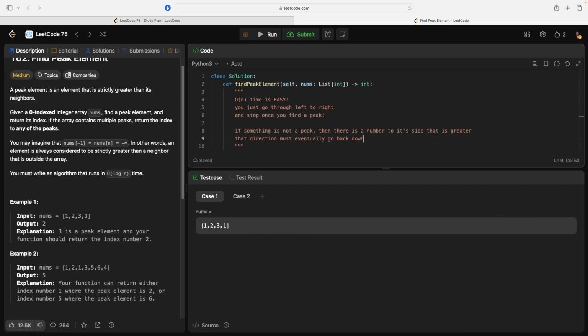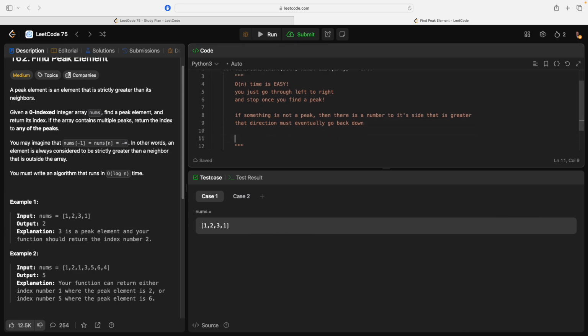So we could say, if you have 1, 2, 3, 1, and you're looking at 2, and you see 3 over here, then you say, okay, 3 is my new number, because it must eventually go down. If it doesn't go down, then you'd have 4 over here, and you could say, well, then try the 4, and then it eventually must stop. Even if it keeps going, 5 is a peak, because the outside of that is negative infinity.